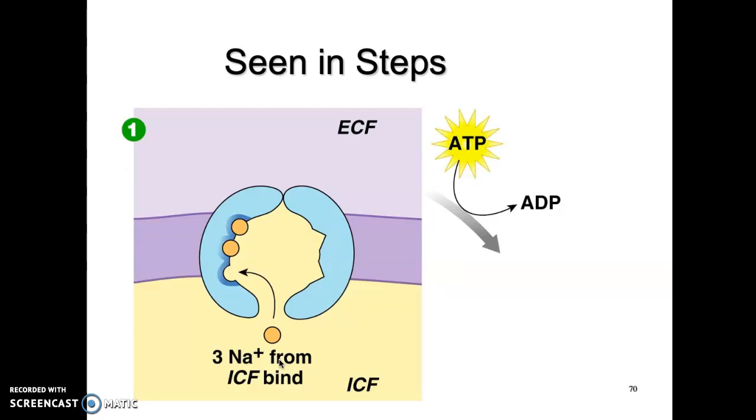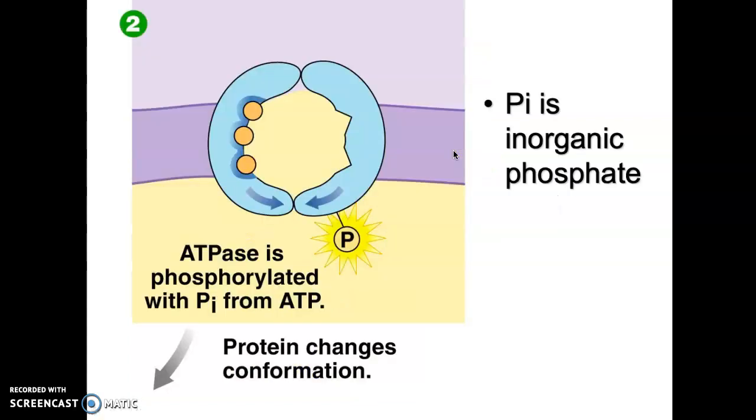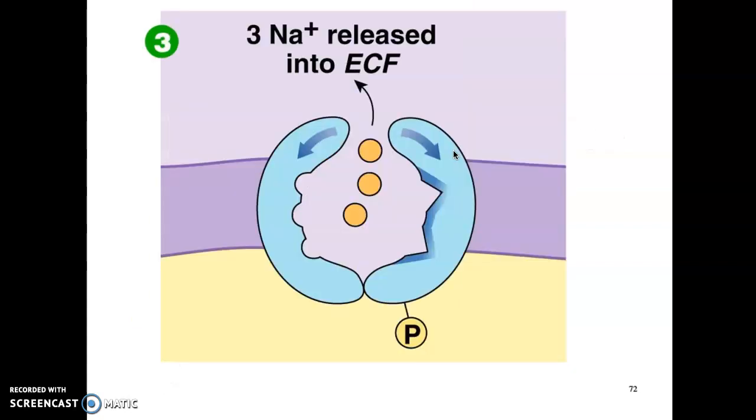If we look at this sodium-potassium pump in steps, look at this. Intracellular fluid in yellow. We have a space to attach 3 sodium ions. And they will attach. We use ATP. ATPase is phosphorylated, which means you utilize that last phosphate. You use it to change the shape of this molecule.